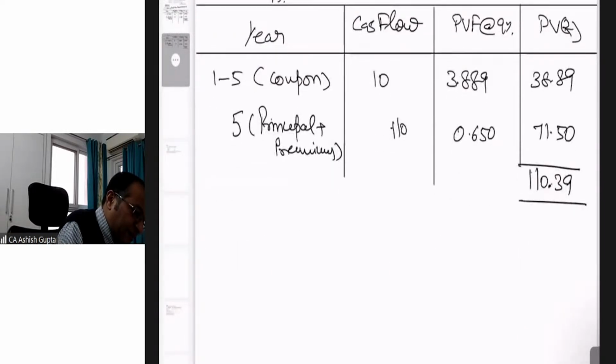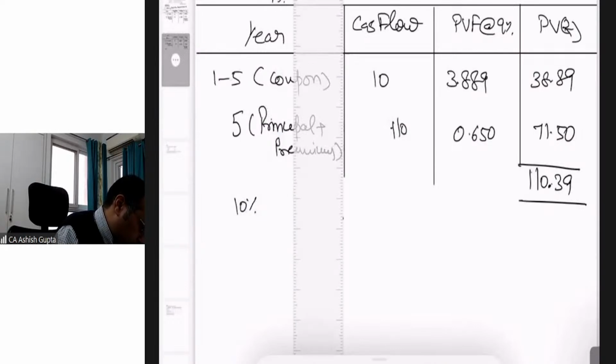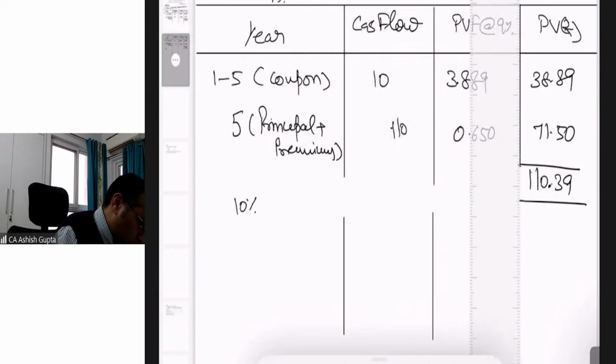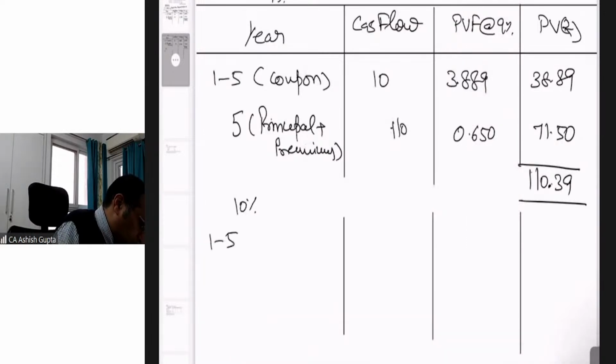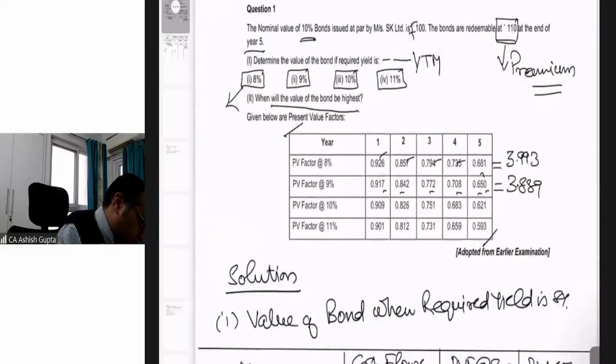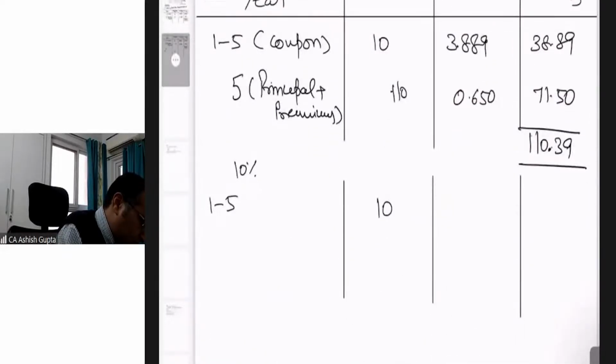When the required yield is 10%, I'm just writing down the line here. One to 5 years again. Okay, student. So here our value of the PV factor, the total comes at 10%, it becomes 3.790. And the last factor is 0.621. Okay. Quickly, let me do it.